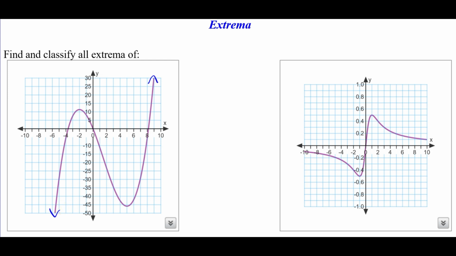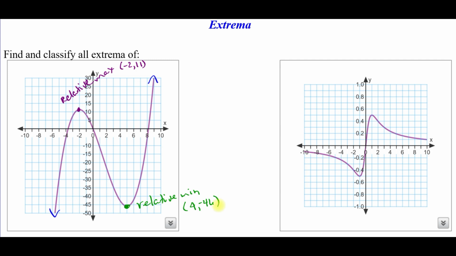So this graph seems to have two extrema. It has a point here, and we would classify this as a relative max. Since the graph is going up forever, we do not have an absolute maximum. If we just approximate this point from the graph, we would say that this relative max is at the point -2, I'm going to approximate 11 there. At this point here, we have what we would call a relative min. And again, if we approximate this relative min, this is going to be at the point 4, let's say, -46.